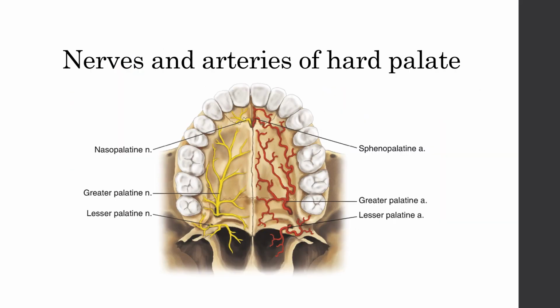And in this slide, we can see how the nerves and arteries emerge from the foramina of the hard palate. From the incisive fossa here, you can see how the nasopalatine nerve and the sphenopalatine artery emerge. And from the greater palatine foramen, the greater palatine nerve and the greater palatine artery emerge. And from the lesser palatine foramen arises the lesser palatine nerve and the lesser palatine artery.